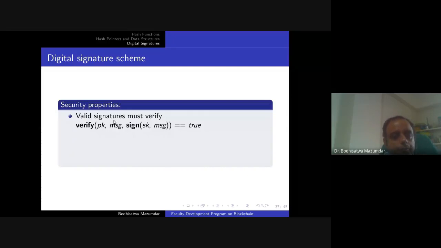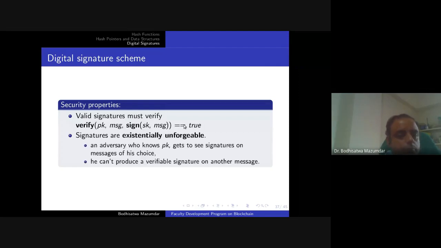The security properties: valid signatures must verify. If the same message is verified, then the output of verify must be true. The signatures are existentially unforgeable. Existentially unforgeable means once you have signed a particular message, your signature should not be forged by any other malicious user. So an adversary who knows PK gets to see signatures on messages of his choice, but he cannot produce a verifiable signature on another message.